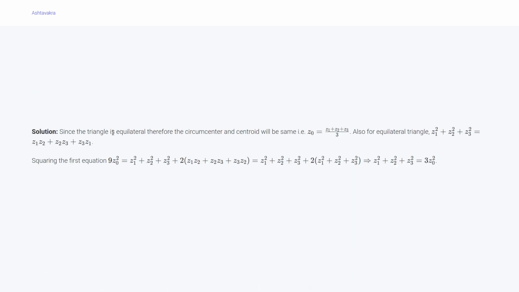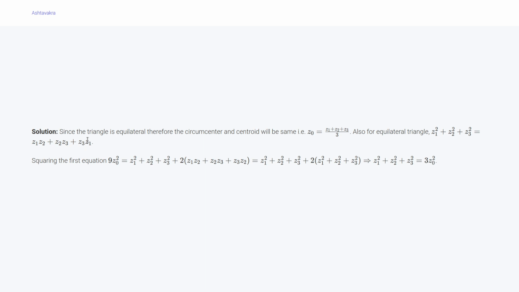Since the triangle is equilateral, the circumcenter and centroid will be the same, since Z0 is equal to (Z1 plus Z2 plus Z3) by 3. Also, for an equilateral triangle, Z1 square plus Z2 square plus Z3 square is equal to Z1 Z2 plus Z2 Z3 plus Z3 Z1. Okay? So how do we get this result?